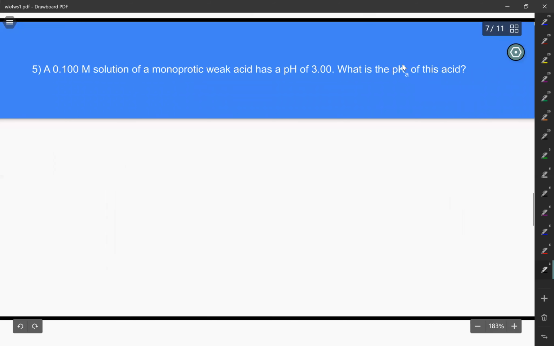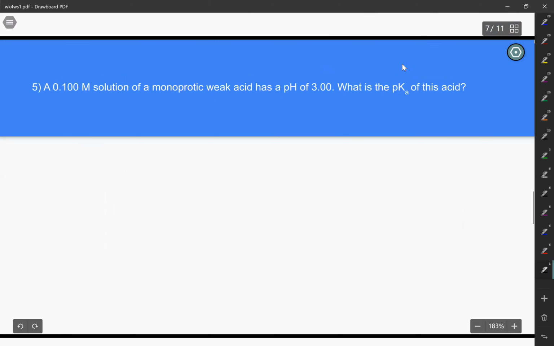So for number 5, a solution of a monoprotic weak acid has a pH of 3, and what is the pKa of this acid? Because they don't tell you what the identity of this acid is, we can just use the normal equation that I used before in number 3, I believe. So HA. And we're going to have equilibrium arrows this time because it says it's a weak acid. So that's HA dissociates into A minus plus H plus.